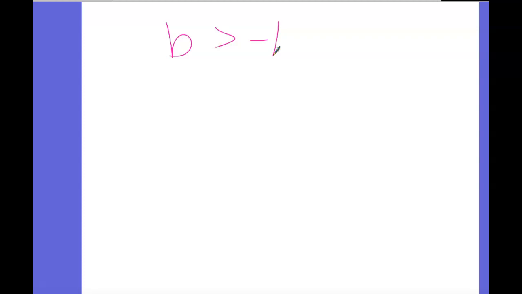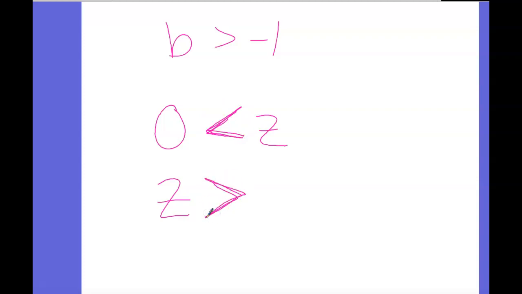Now you look at the second one, and you have 0 is less than z. To me that's a little more confusing to interpret, so I'm going to rewrite that inequality so that my variable comes first. I would rewrite it as z, and the alligator still has to eat z in order to not change the meaning. Therefore, z is greater than 0. This one's easier to interpret, so z can be anything bigger than 0.